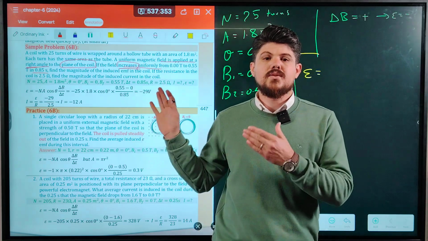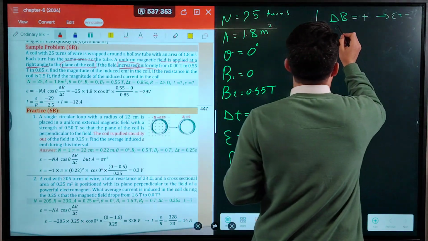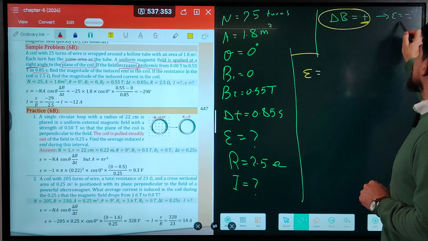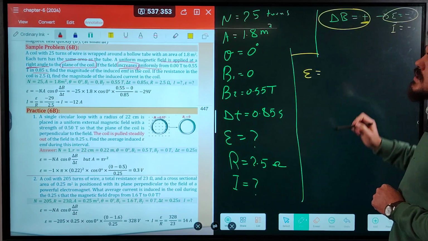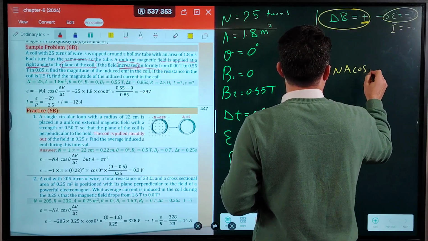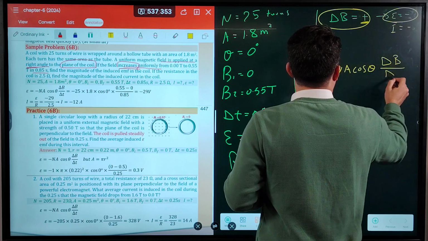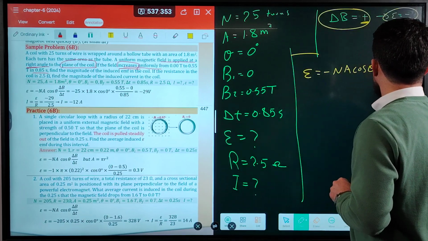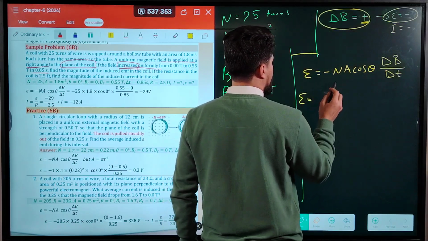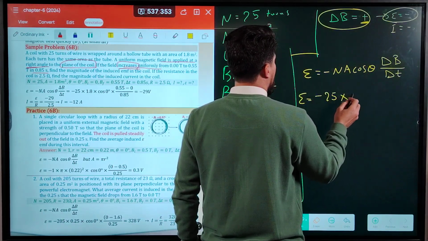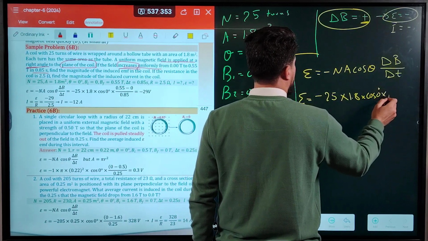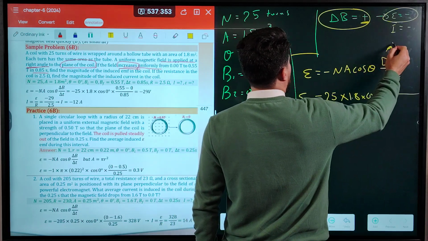Why? Because the magnetic field is changed in this question. And the magnetic field increases, so delta B is positive. When delta B is positive, EMF and current must be negative. EMF is equal to negative N A cosine theta times change in magnetic field. Why? Because in this sample problem, the magnetic field is changed. Do we have the number of turns? Yes, 25 times the area, given as 1.8, cosine 0, times delta B.